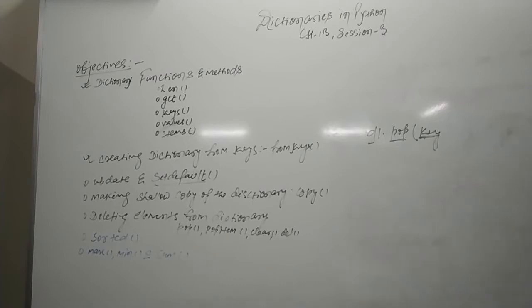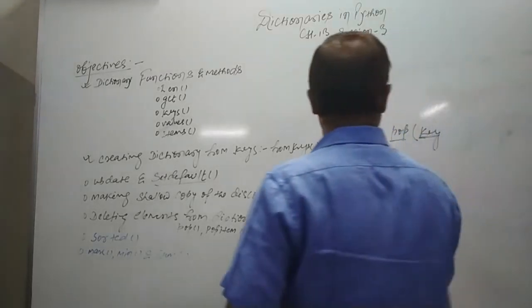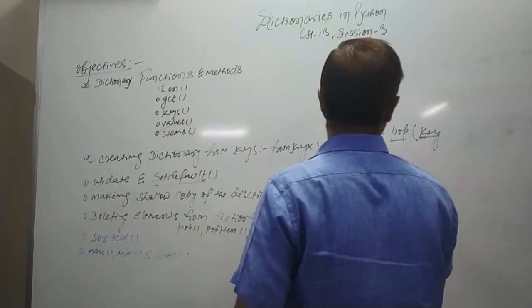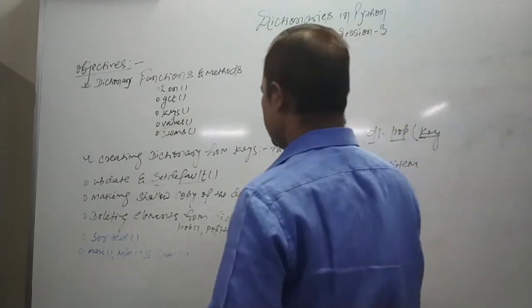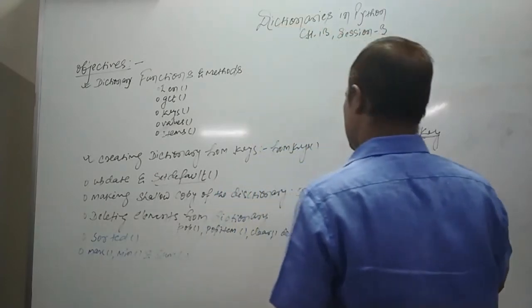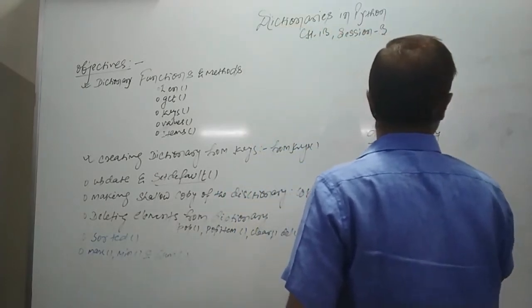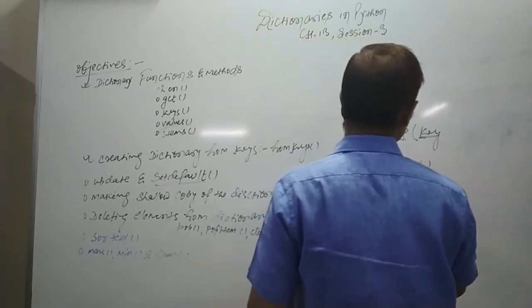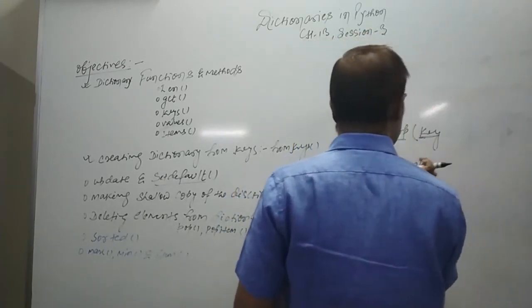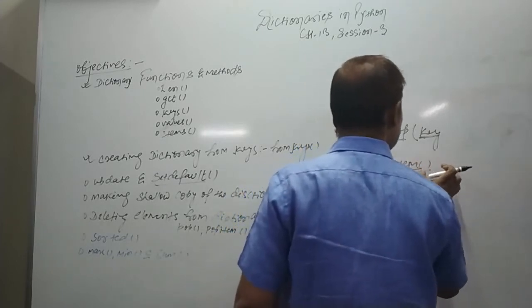Now this popitem, the next method. Simply you have to use d1.popitem(). This is the second method we are talking of, popitem. The popitem method always helps us to delete the last key-value pair from the dictionary.